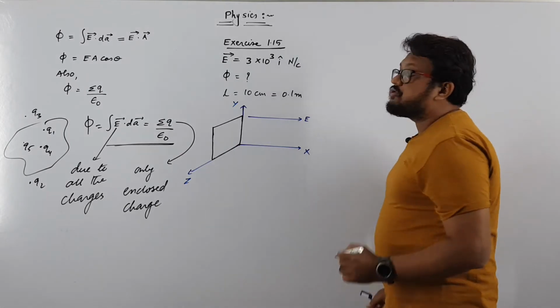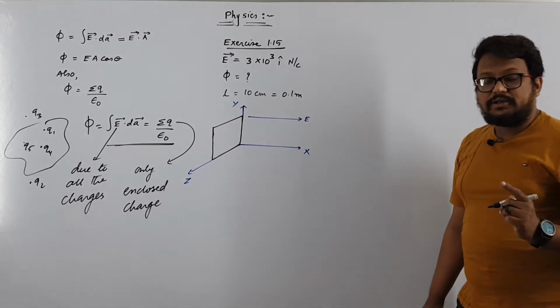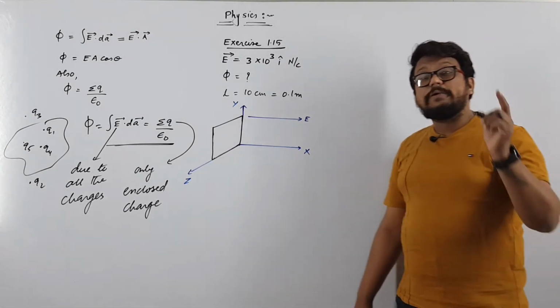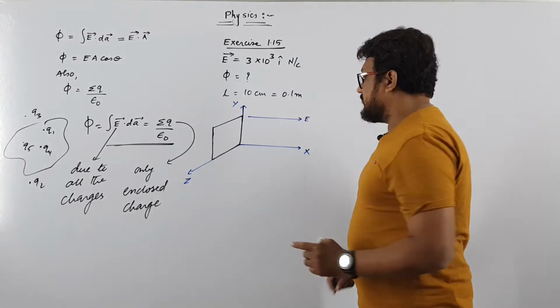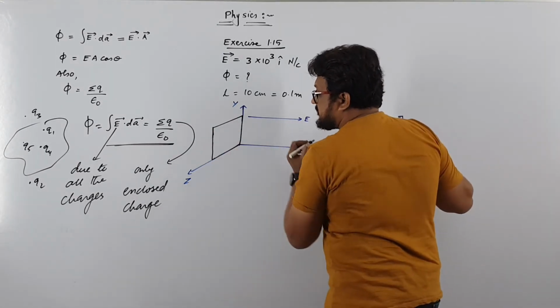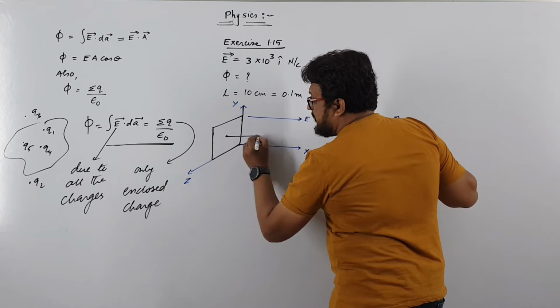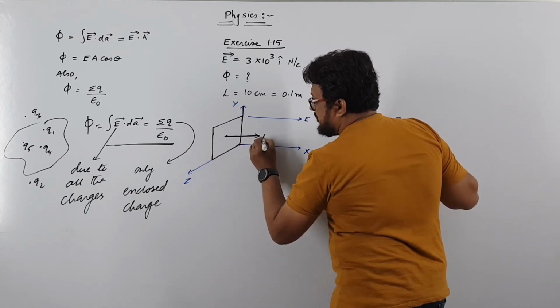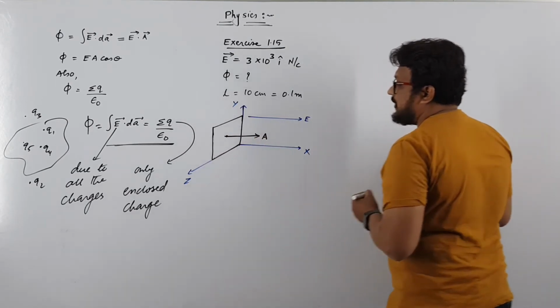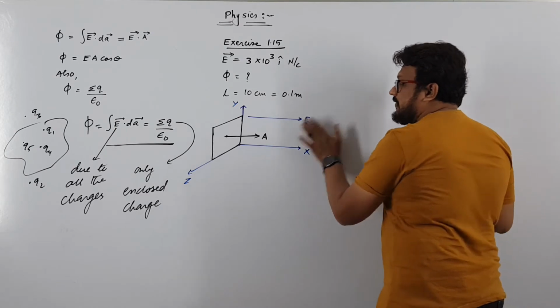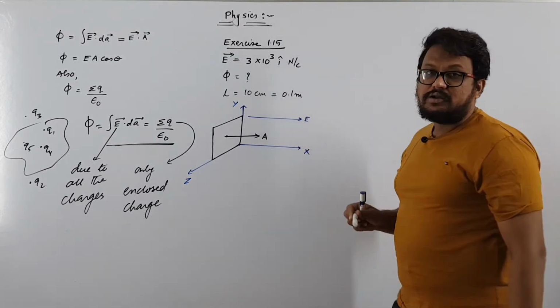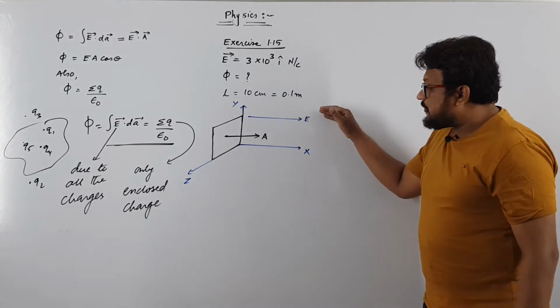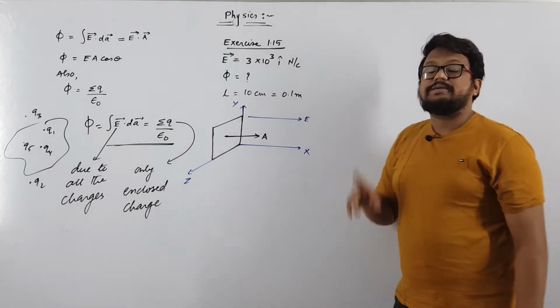Now here you should know that area is a vector quantity and that area is always perpendicular to the surface. So if we consider this square, then its area will be perpendicular to its surface. So this will be the direction of area vector, right? This is the direction of electric field and this is the direction of area vector. So clearly you can see that electric field and area both are in same direction.